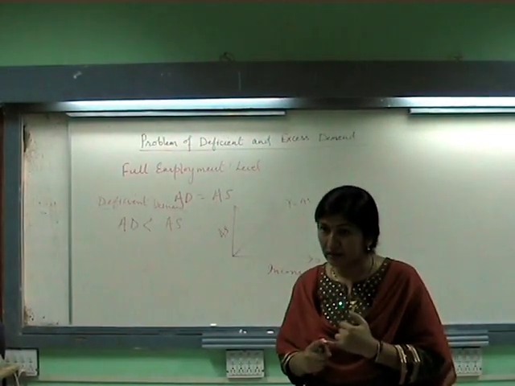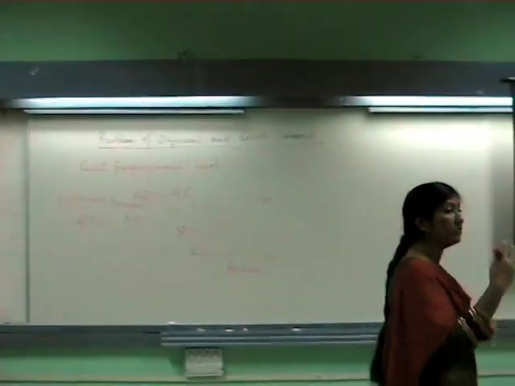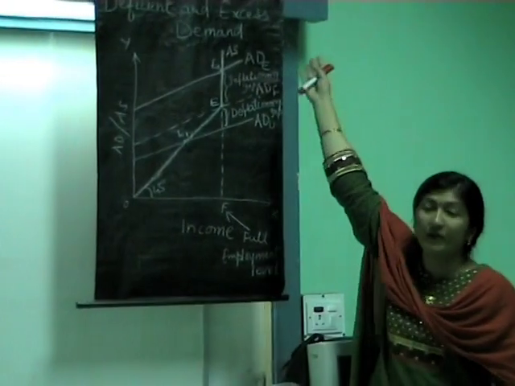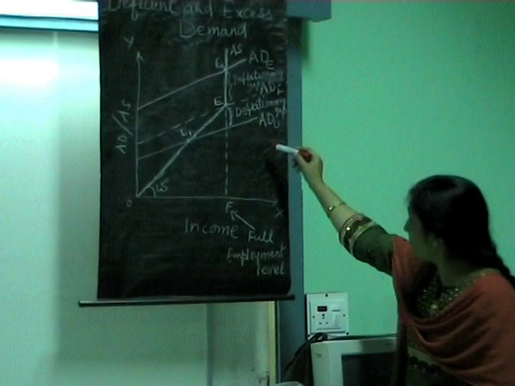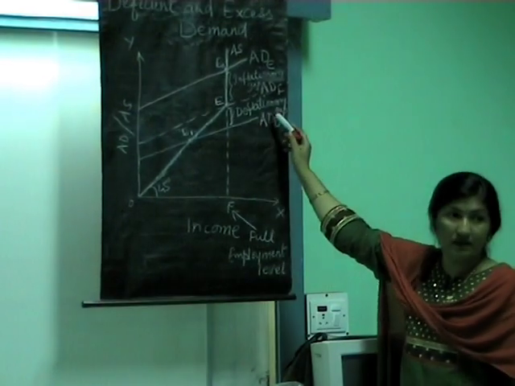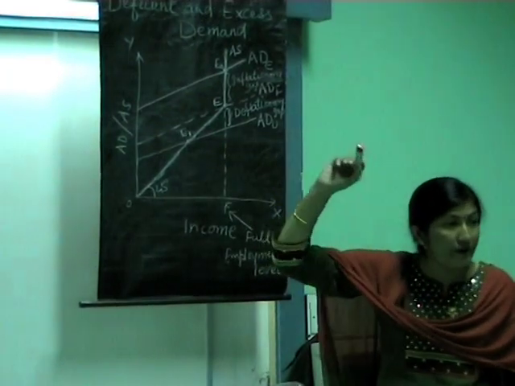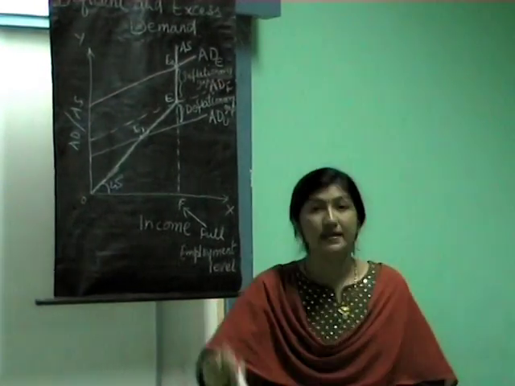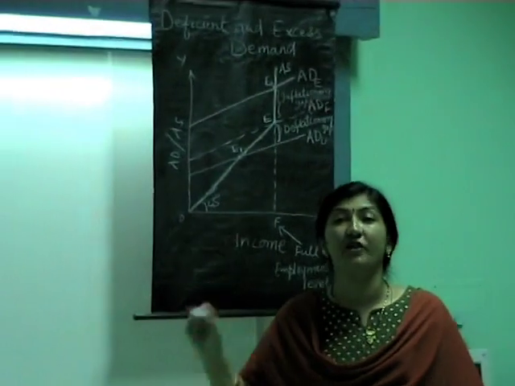Is this clear? Do you follow so far? Now let us come to its counterpart. The next part. What will happen again if AD and AS do not meet at full employment level, or they meet beyond full employment? Let me tell you, this is an under-employment equilibrium. Means point E1 is which type of equilibrium? Under-employment equilibrium means you have resources but you are not able to fully employ the resources in the economy.